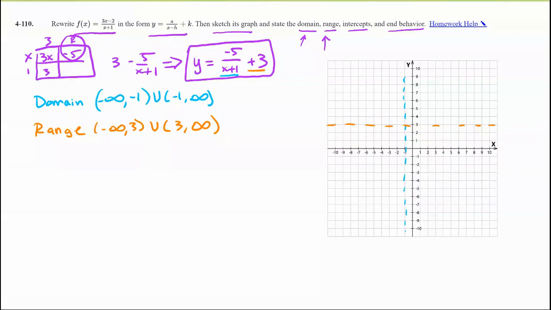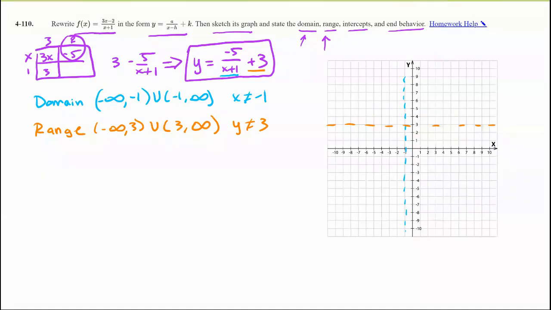So other ways to write the domain would say just x is not negative 1, range would be y is not 3. We could even do like x is less than negative 1 or x is greater than, like there are so many ways to write it. I'm not going to be super picky about that at the moment. We'll practice that as we go though. Okay, so domain and range done.